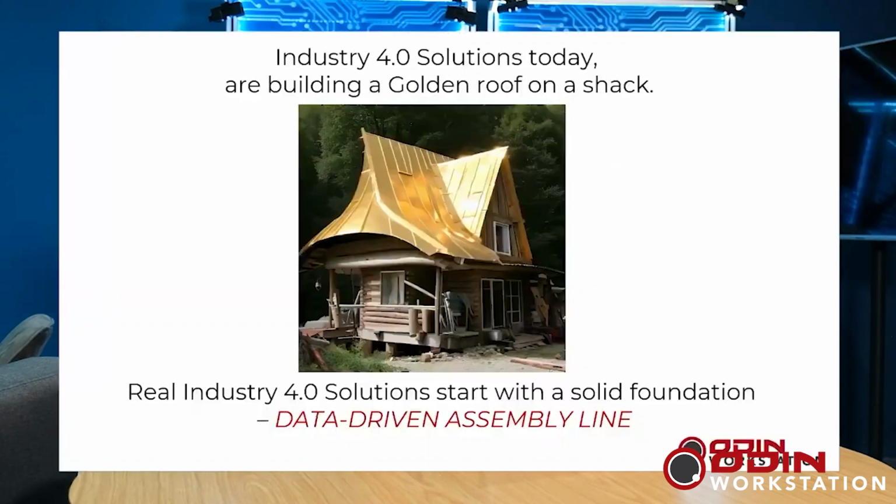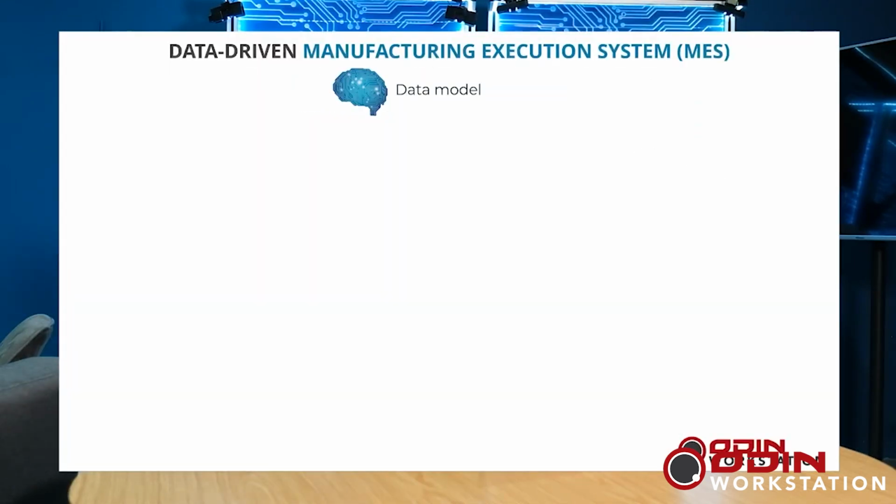This is why a data-driven production line has to be the foundation on which you build your production processes going forward. I believe that real Industry 4.0 solutions are going to be data-driven assembly lines. So what is a data-driven assembly line? The first part, and probably the most critical part of a data-driven assembly line, is the data model. The data model is where we define everything in the production line, and I'll get into a little bit more detail as to what goes into the data model just now.